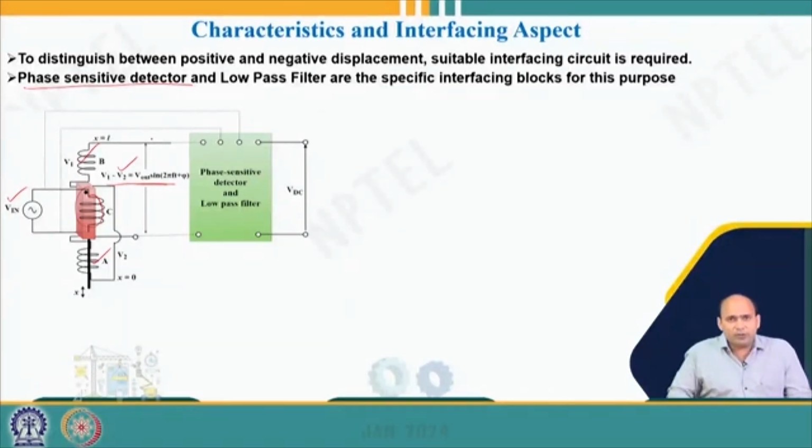As we have seen just a few minutes back, if the core position is towards S1, then I will get the input and output in the same phase. But if the core is towards S2, then if I compare the input and output, they are out of phase, right?